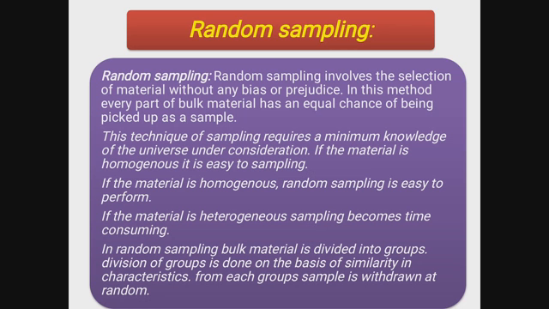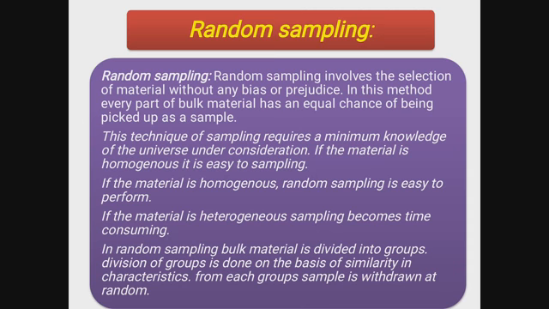In this method, every part of the bulk material has an equal chance of being picked up as a sample. So there is no possibility to get the exact sample with all the characteristics. This is what simple random sampling is. So each and every part of the bulk material has an equal chance of being picked up as a sample, and there is no prejudice or bias in the selection of the sample.